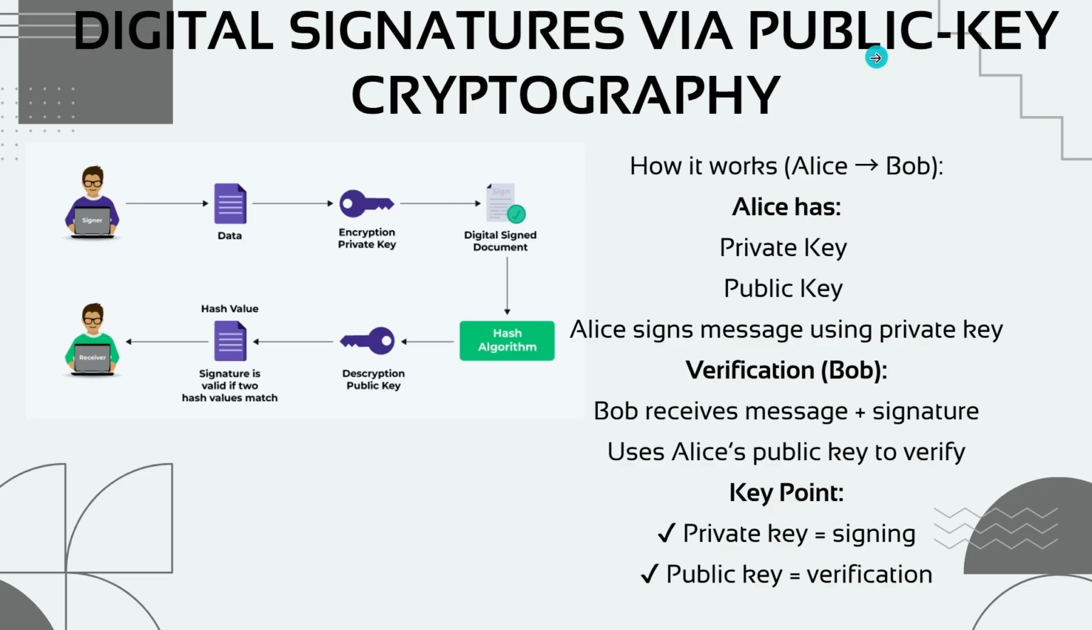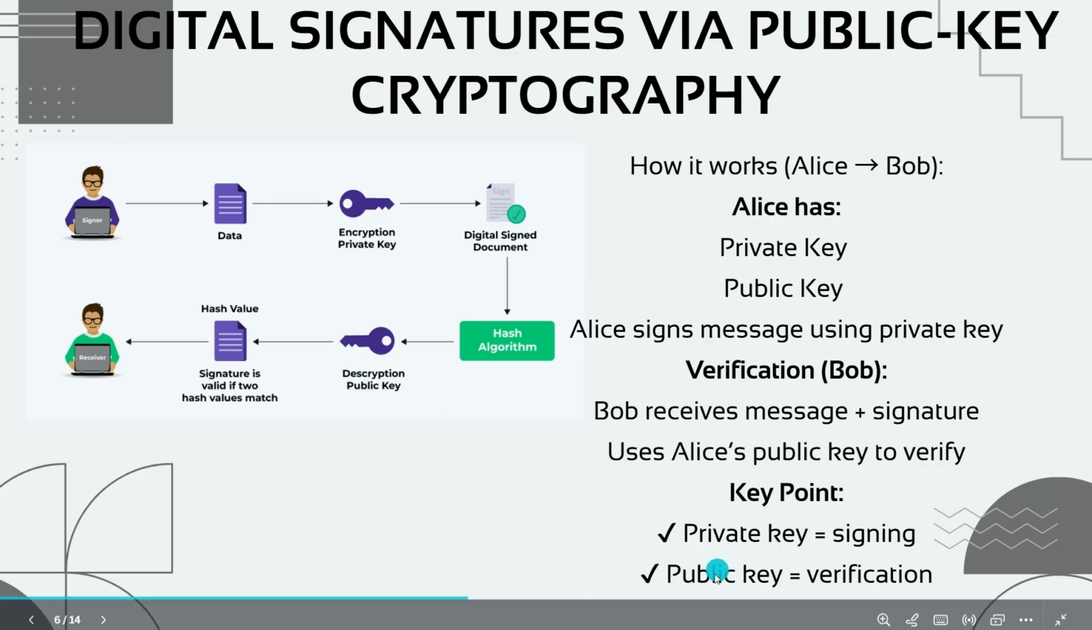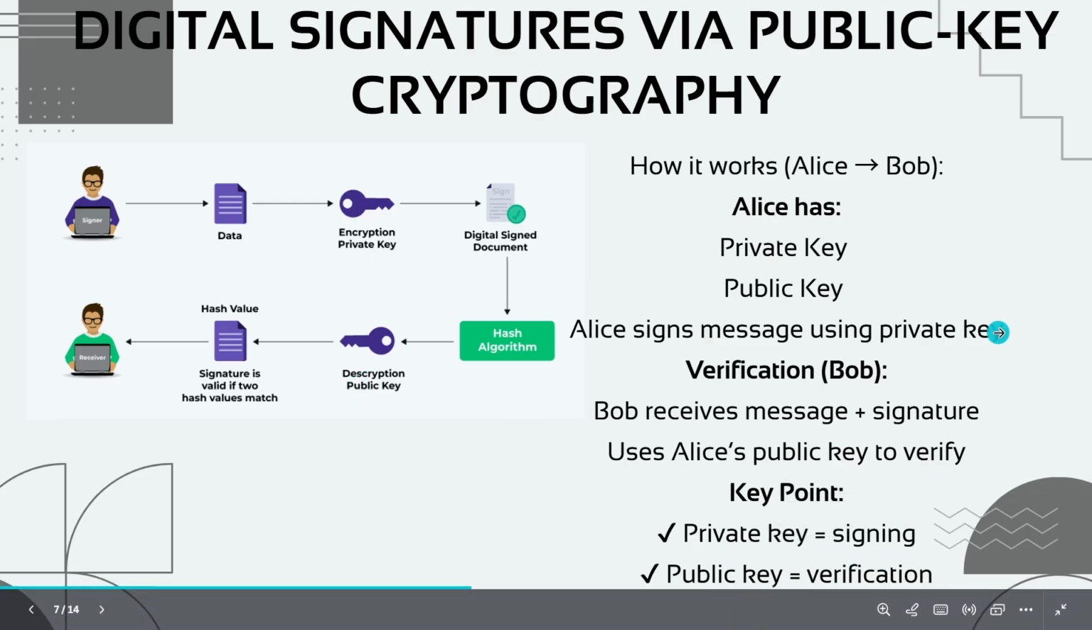Digital signature by public key cryptography. How does it work? It has two keys, private and public. Alice signs the message using her private key. First Alice, the sender, sends the data and uses her private key to sign it. Then Bob, the verifier, receives the message and the signature. Then he uses Alice's public key to verify. The private key is used for signing, Alice does it, and the public key is used for verification, Bob does it.